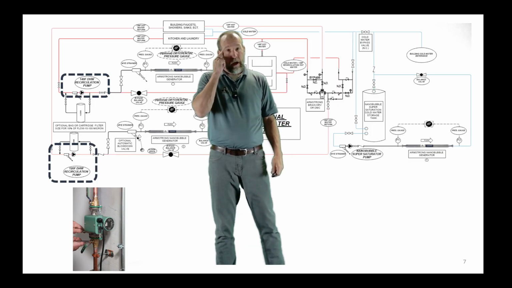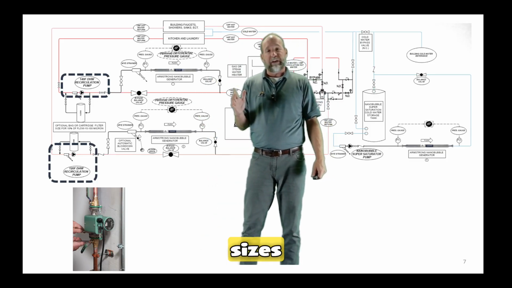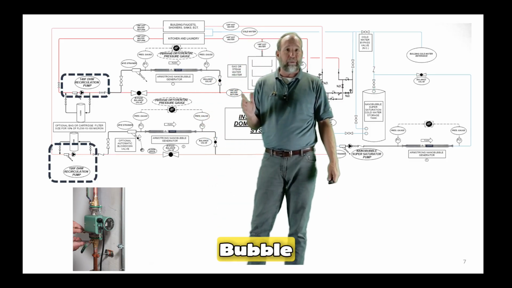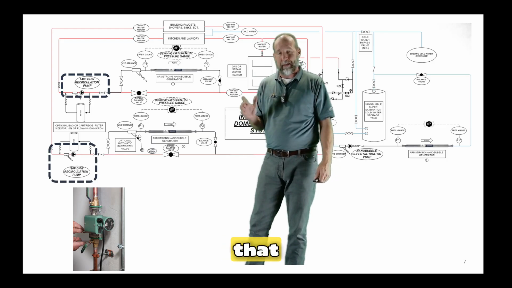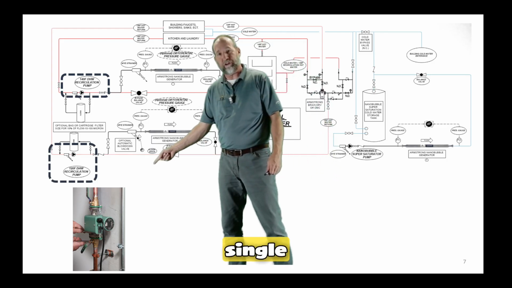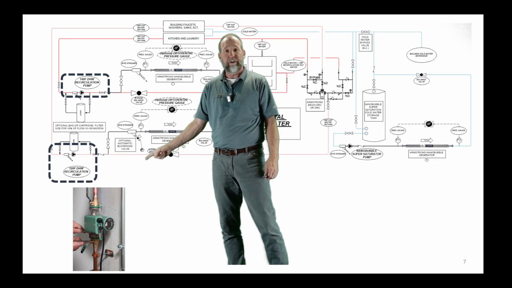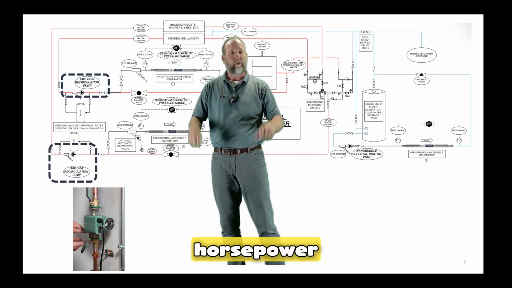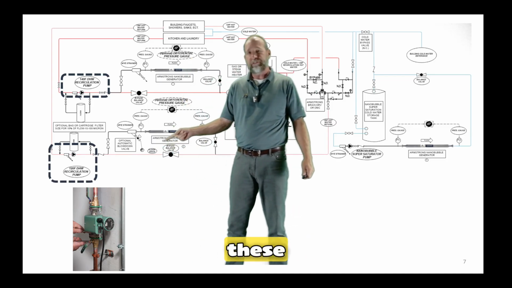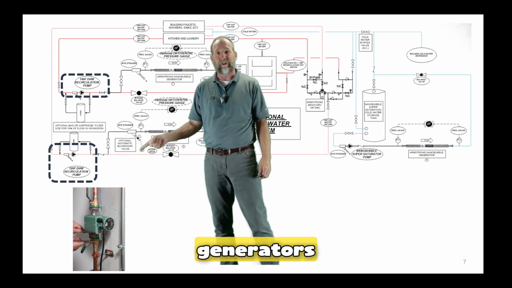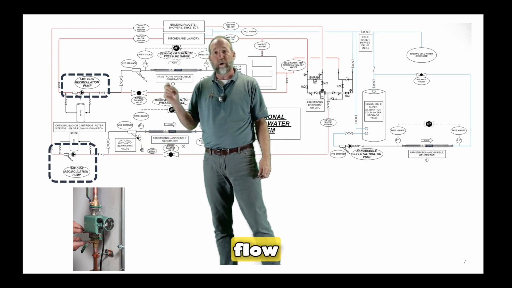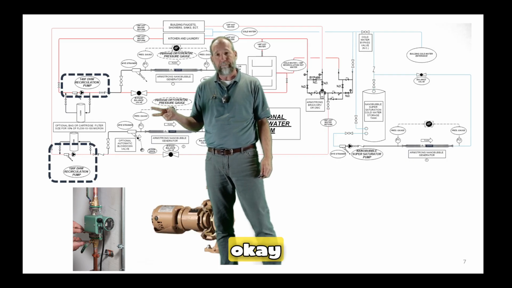Now, circulator pumps come in different sizes. It's important when it comes to the nanobubble generator, and we're going to talk a little bit about that, okay? They could be just like a little single speed, what I call fraction horsepower circulator pumps. These are not optimal for nanobubble generators. These are typically low flow and low head pressure, okay?